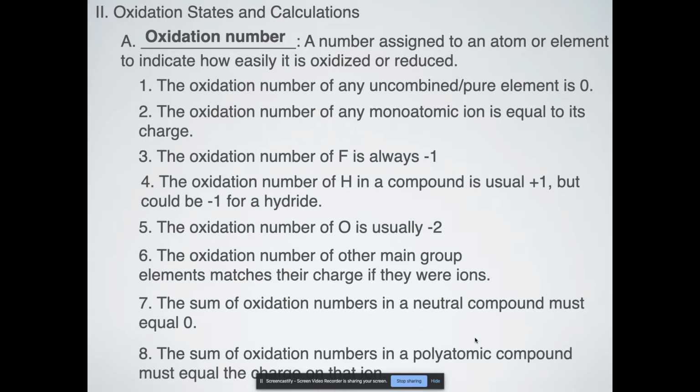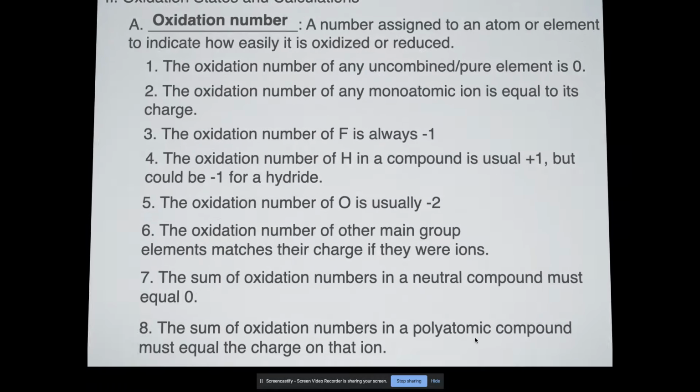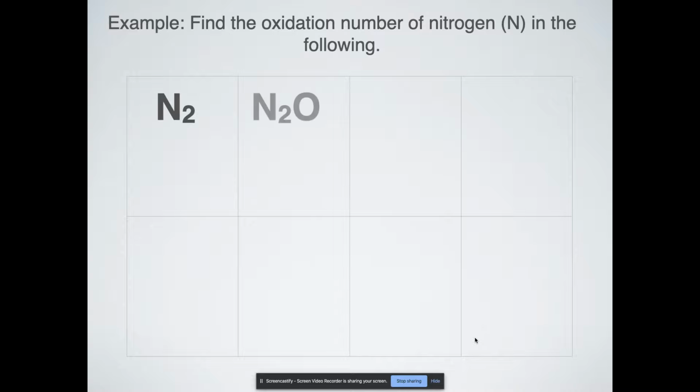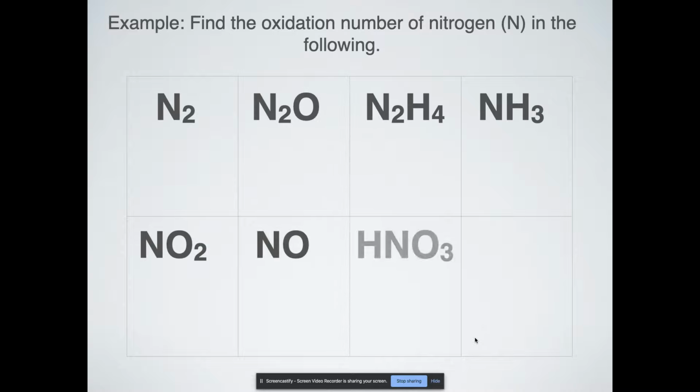All right, so using those rules, let's do a couple of examples. So we're going to just look at the nitrogen in these compounds because the nitrogens in these compounds have different oxidation numbers. So first, we have N2, the simplest, right? Just nitrogen gas, a diatomic gas. So our very first rule says that if we have something that is a pure element, that is going to have an oxidation number of 0. And so that means that N2, the nitrogens, have to have an oxidation number of 0.